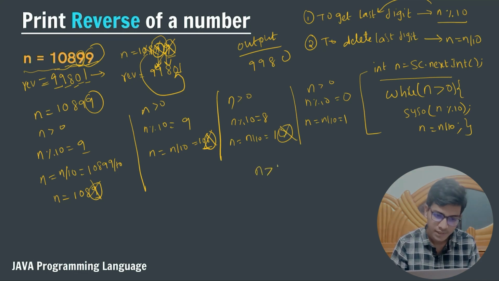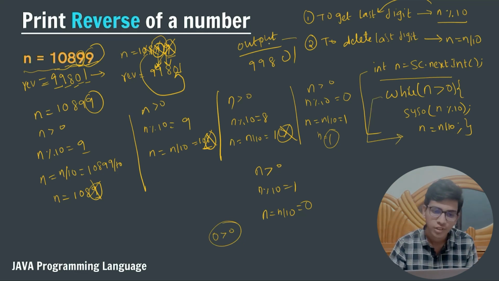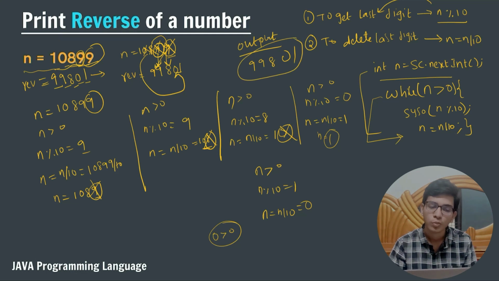Again n is greater than 0, the condition is true. Now the n value is 1, n modulo 10. So finally we'll get the last digit 1 and print it here. After that, n divided by 10, so now n will become 0. The condition 0 is greater than 0 is false. So we will stop our while loop, and we have seen that we got our output as the reverse of our number. So let us code this.